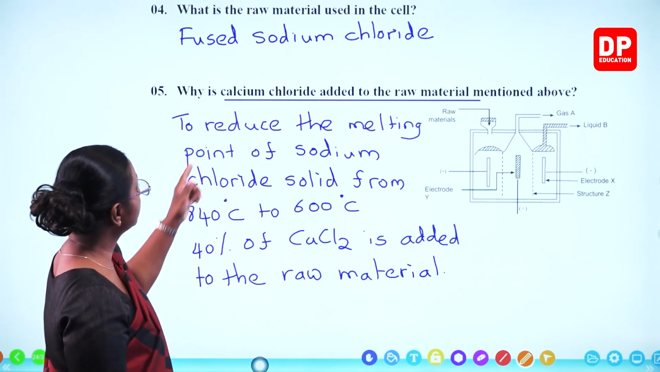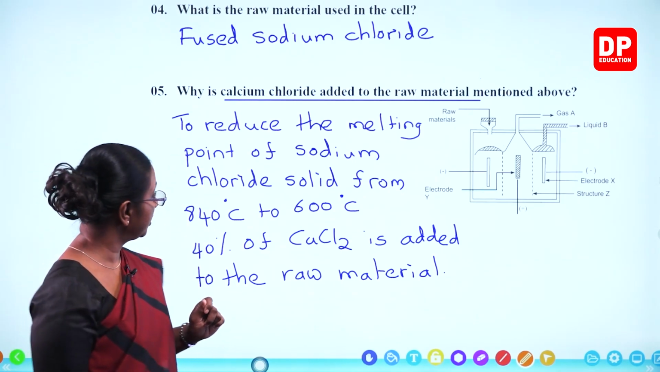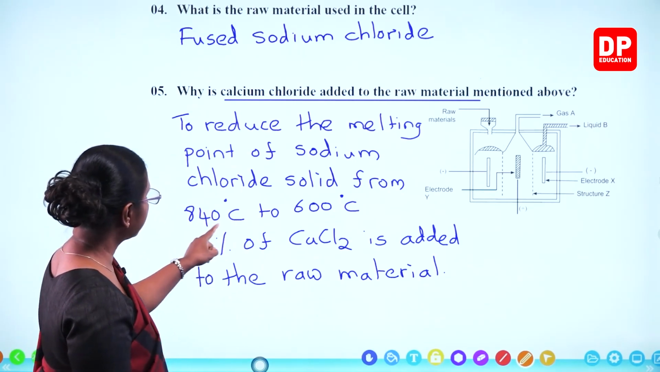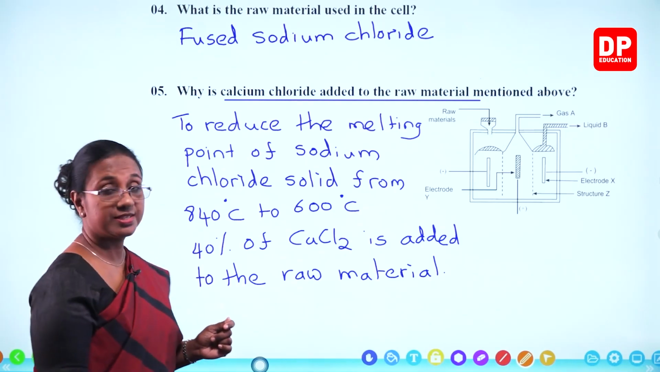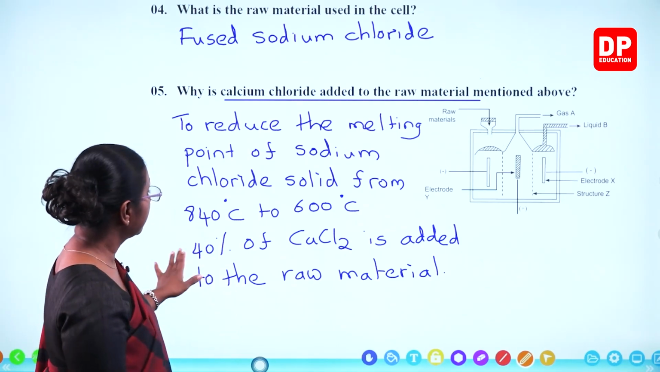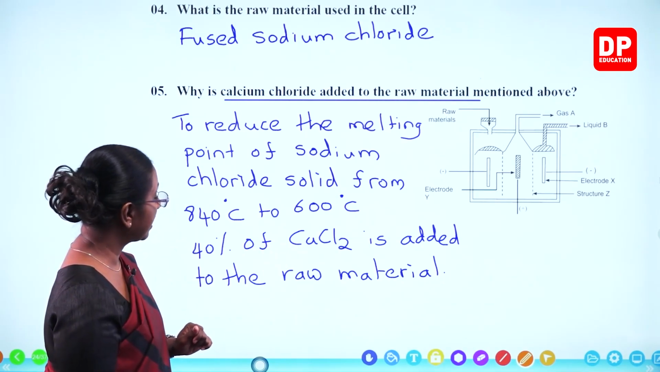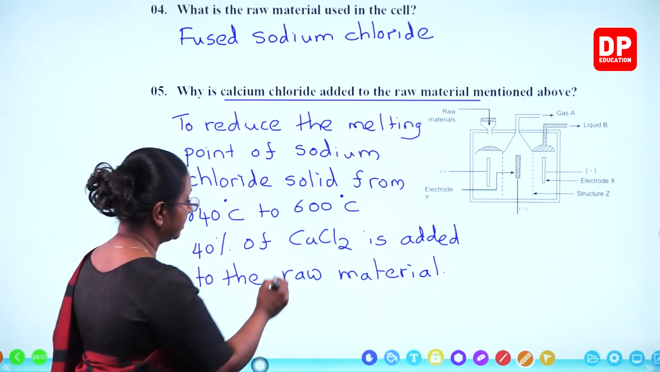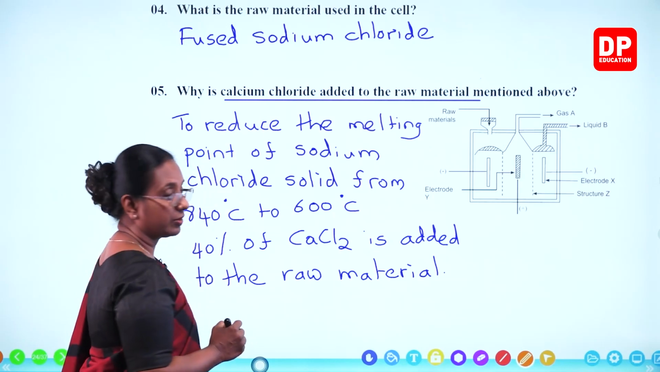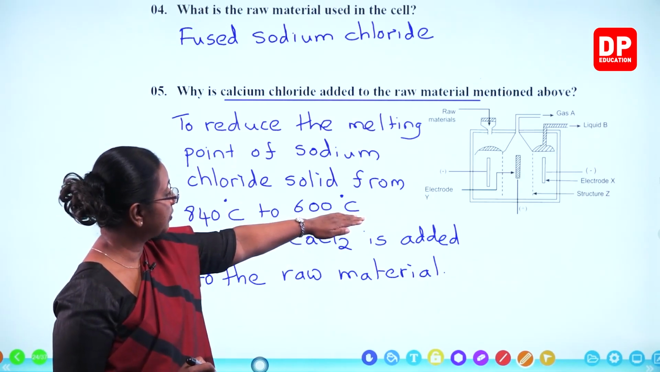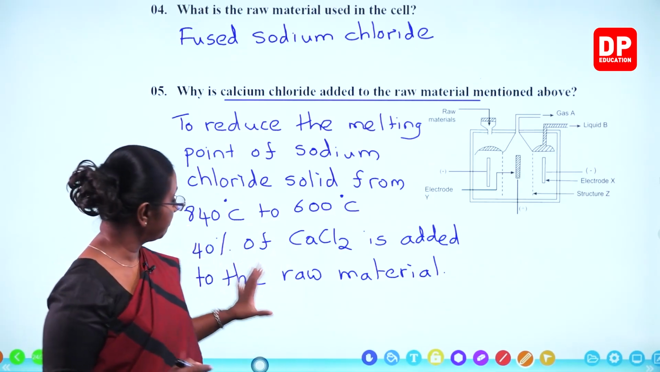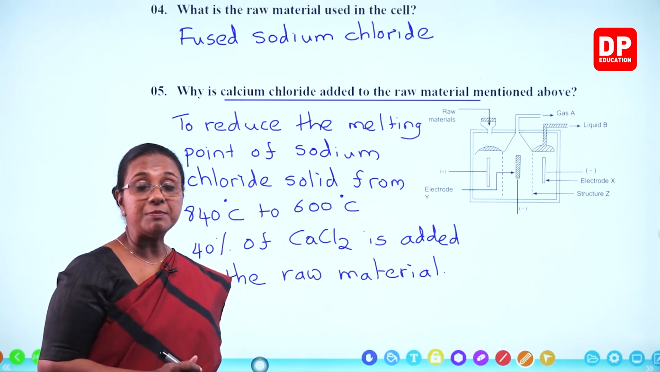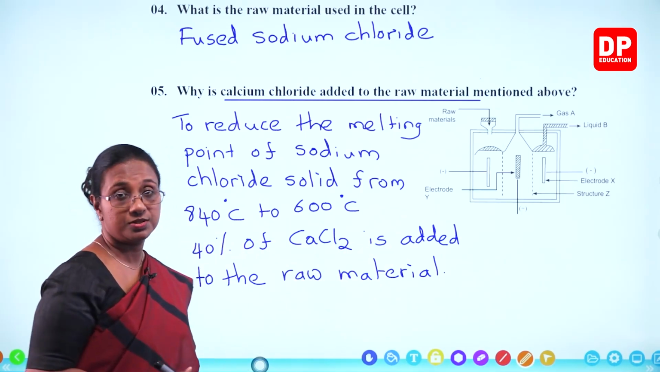So the reason is to reduce the melting point of sodium chloride solid from 840 degrees Celsius to 600 degrees Celsius. 40% of calcium chloride is added to the raw material. Here this is calcium chloride. So if you all write up to here itself, it's more than enough, but this is for you all to remember. I have written the amount also.